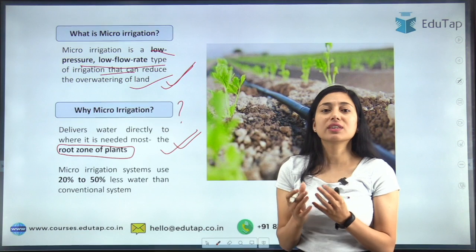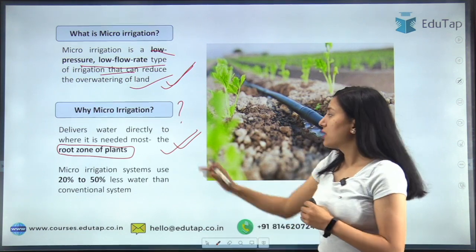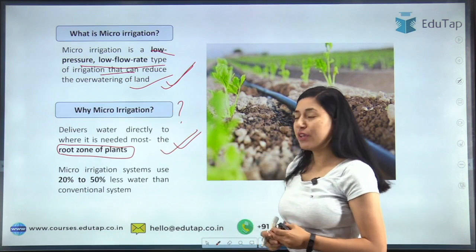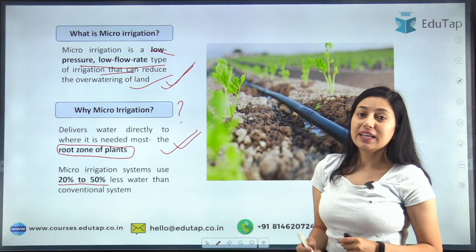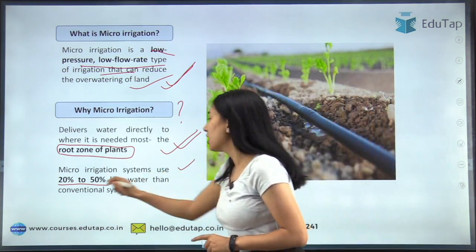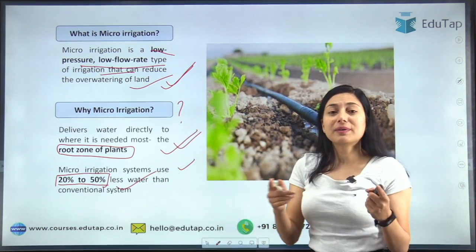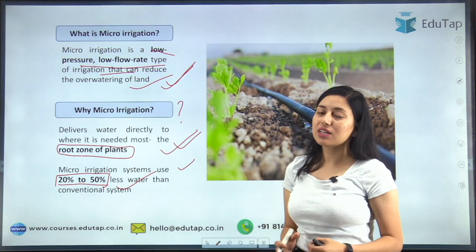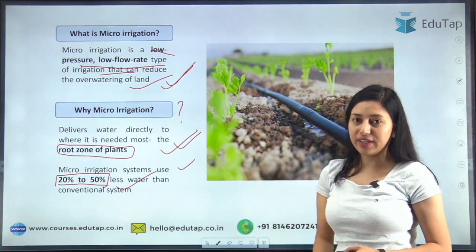We are just focusing on that particular part where the root zone of the crop is present. That is why we are going for micro irrigation. Also, students, it saves 20 to 50% water compared to what you apply in conventional irrigation. This system uses 20 to 50% less water than your conventional irrigation system. So that is why there is a need to go for micro irrigation.